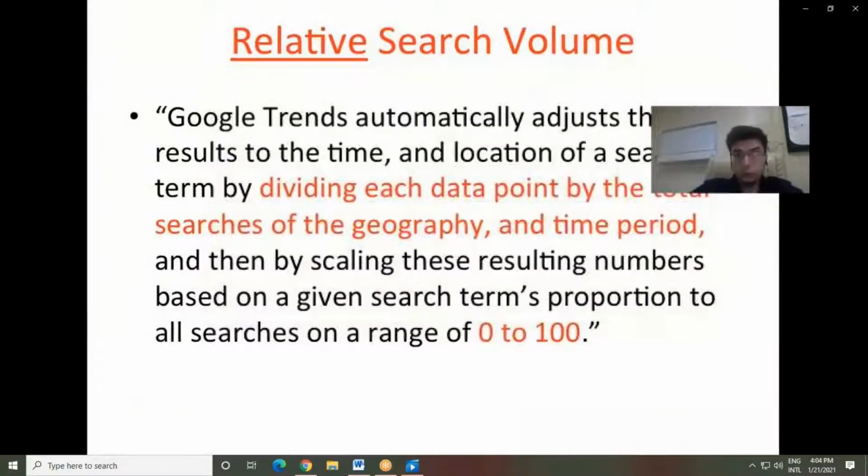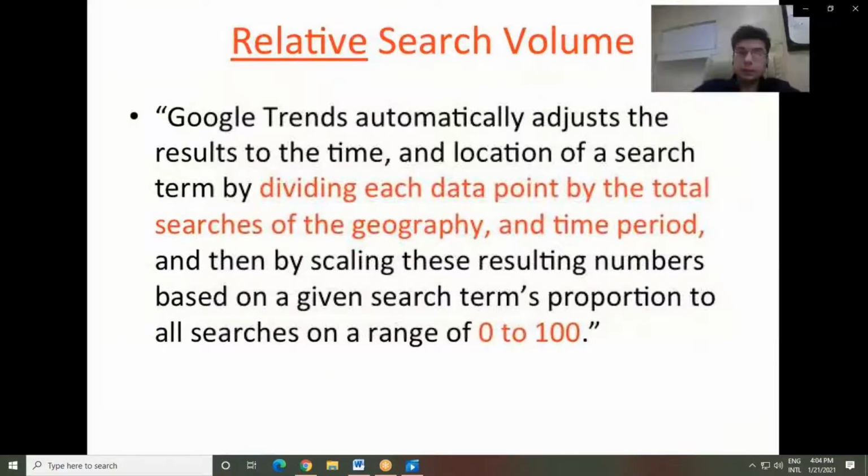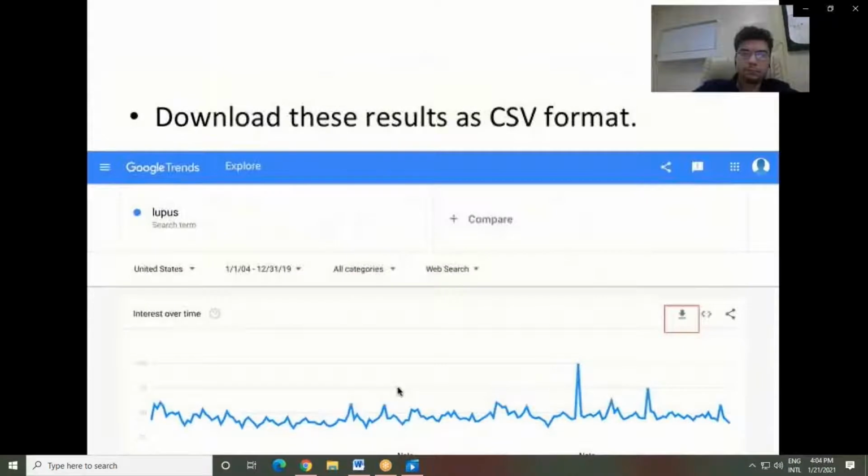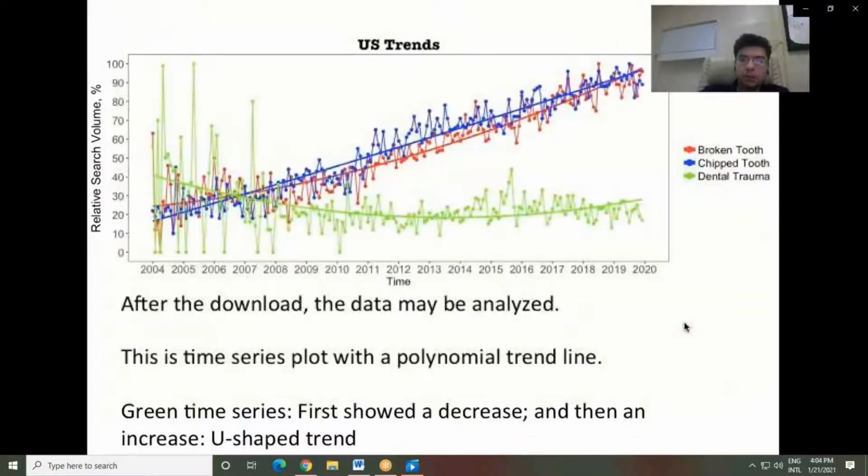The next term I'm going to introduce you all to is the RSV. The RSV is the relative search volume. Google Trends automatically will adjust the results by dividing the search term by the total searches that are possible. And then Google will present the result on a range of 0 to 100, where 100 represents the highest number of searches. After we have finished the searches, we may download the results from here, and once we download, we can analyze the data as per our objectives.